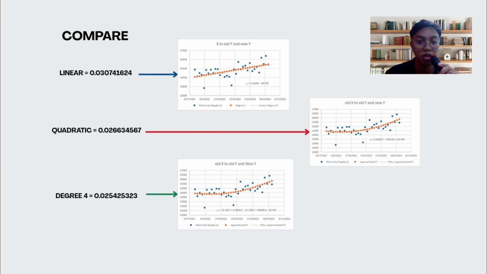Second, the quadratic model reduces the error to 0.0268, showing an improved fit by capturing the data curve. And the last, the 4th degree model, gives the lowest error, which is 0.0254. That means it fits the data best among the three.